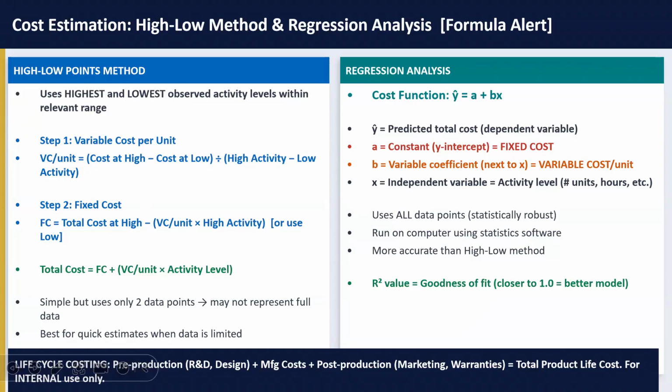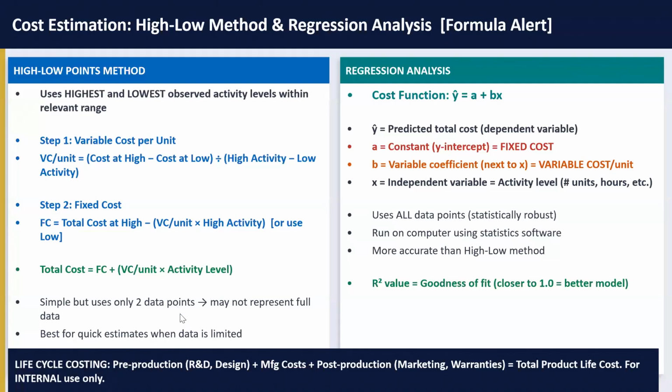Then in the second step, you can easily find out the fixed cost. How to find out fixed cost? Either you take the cost at highest level or the cost at lowest level. That is inclusive of both fixed and variable cost, isn't it? So, fixed cost will be equal to total cost at high minus variable cost per unit into high level activity, whatever units you have at the highest cost. Then you will get your fixed cost. This is how you estimate.